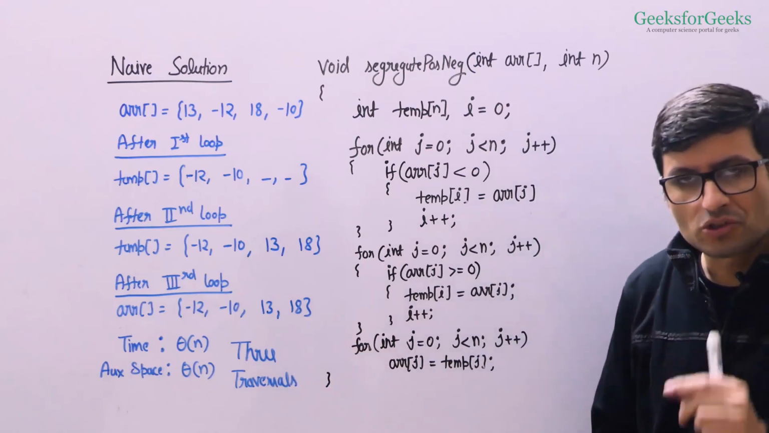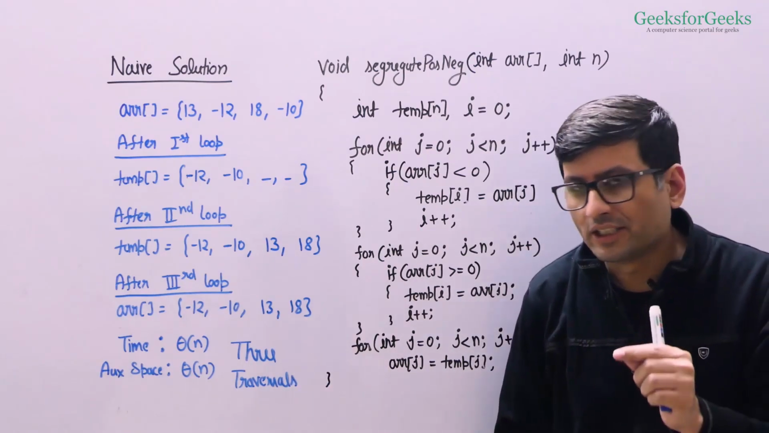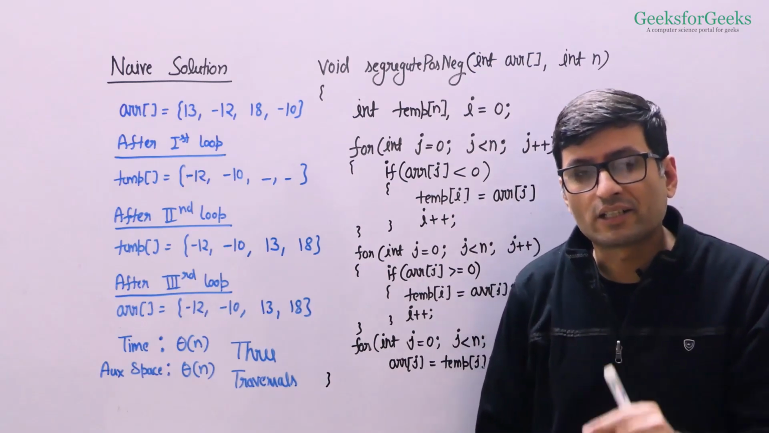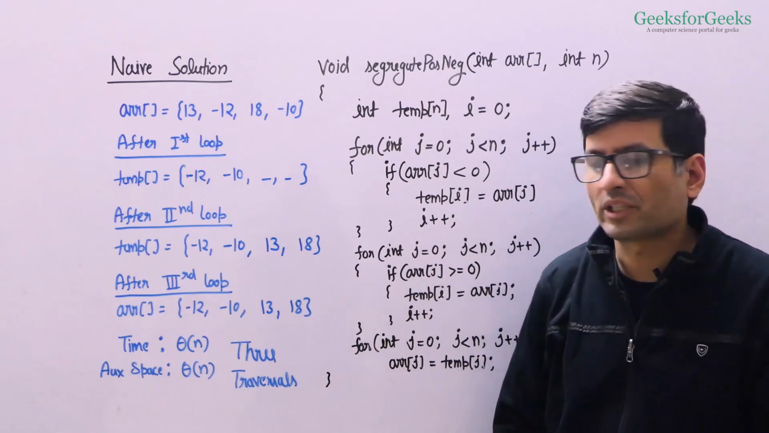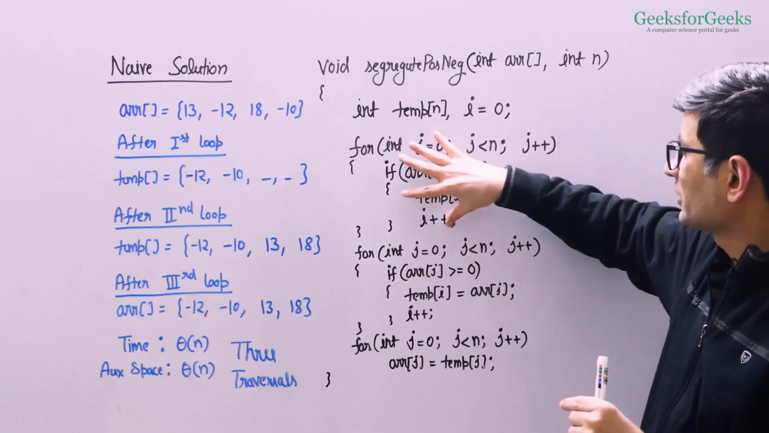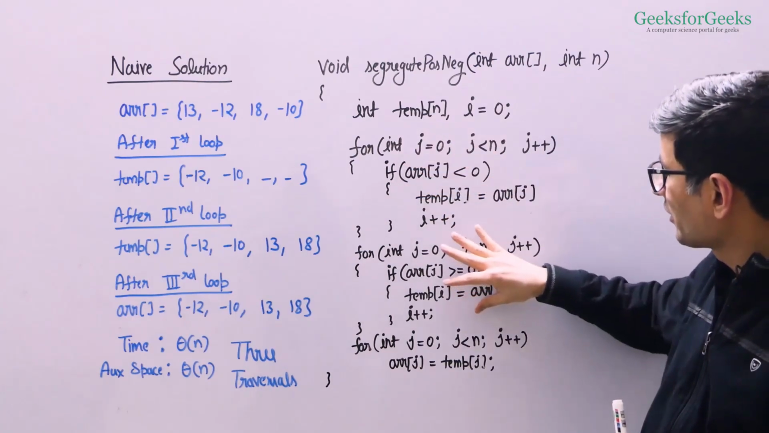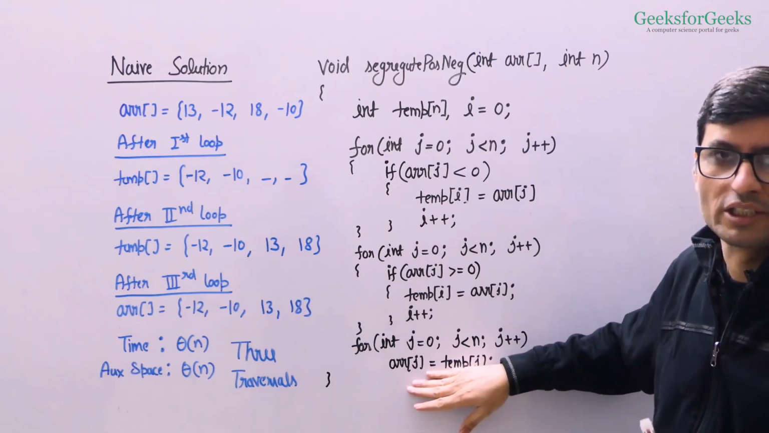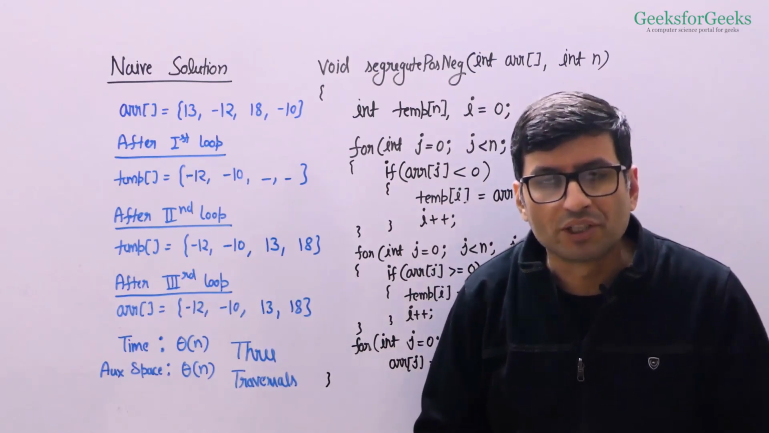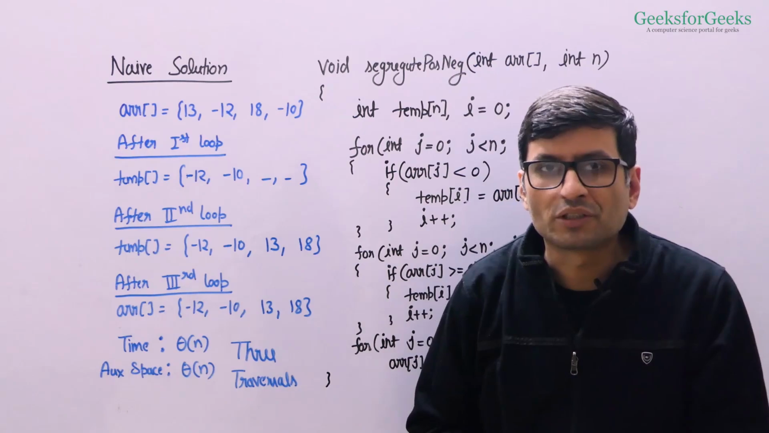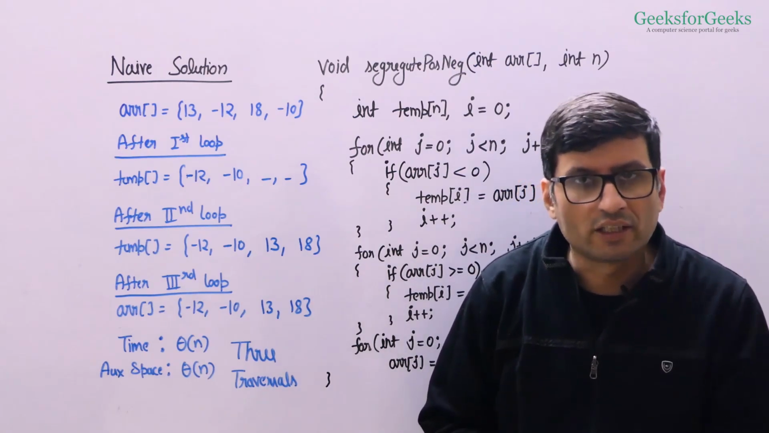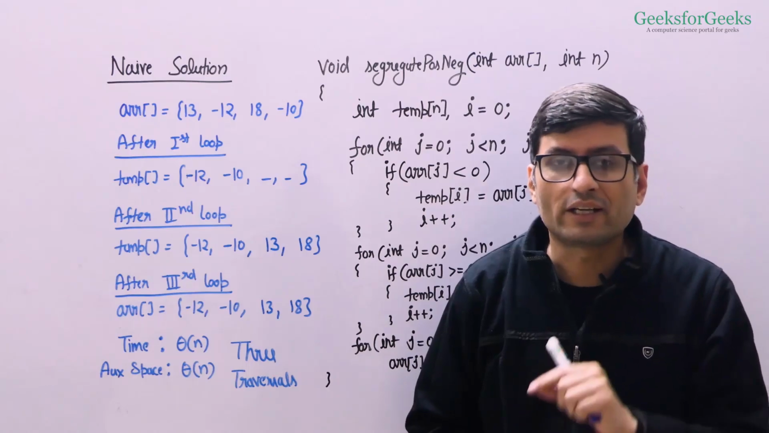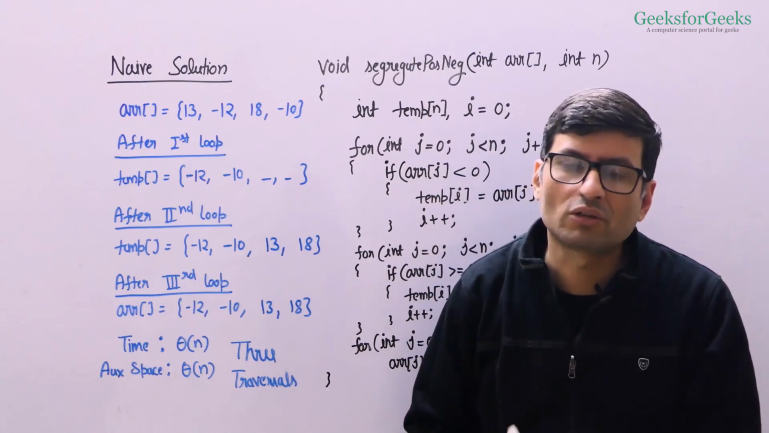Now this solution requires theta n time, requires theta n auxiliary space, and it does 3 traversals of our input array. You can see that first traversal we are doing here, second traversal we are doing here, and third traversal we are doing here to copy the elements. Now please pause this video and try to think of a solution that works in theta n time, takes theta 1 or big O of 1 auxiliary space and does only one traversal of our input array.